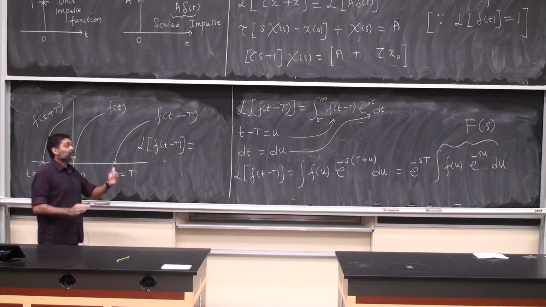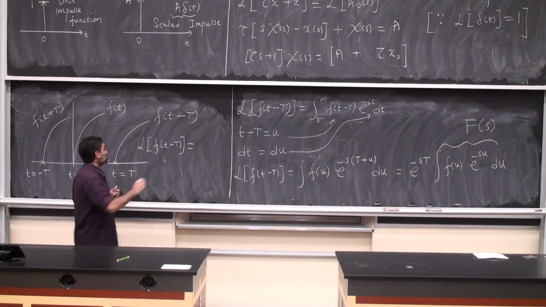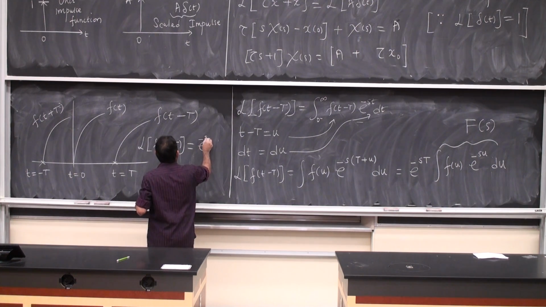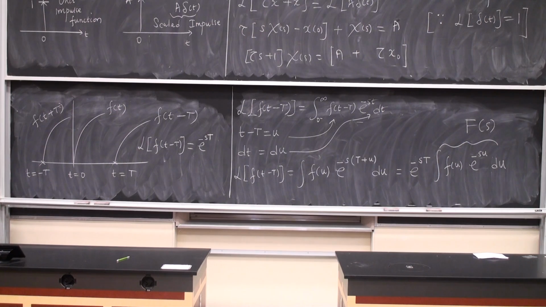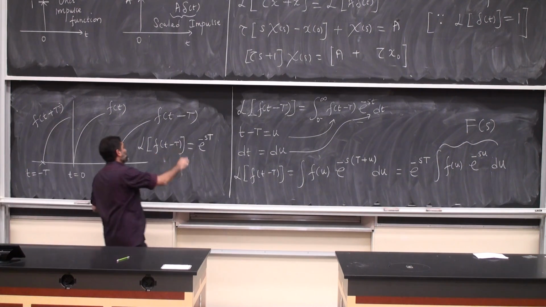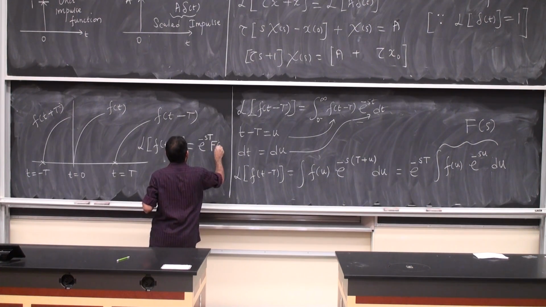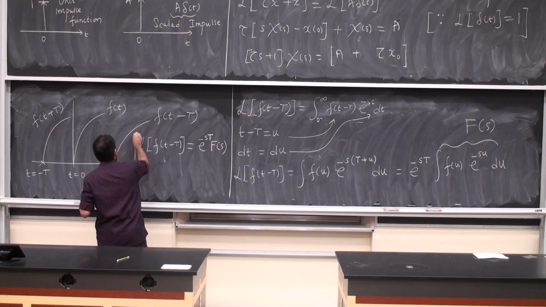So if I have a time delayed function, the Laplace of that function has an exponential term attached to it. It's e to the power minus sT, capital T, not little t. Capital T is a number, okay? And Laplace of f of t minus T is e to the power minus sT times F of s.